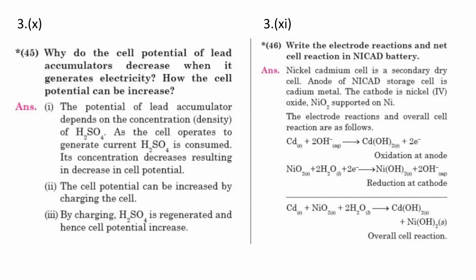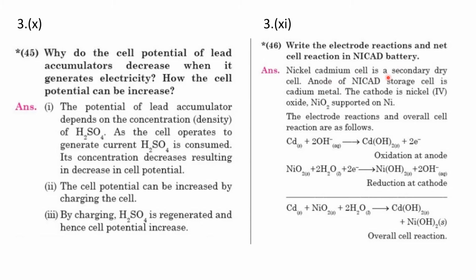10th question. Why does the cell potential of lead accumulators decrease when it generates electricity? How can the cell potential be increased? This topic, lead accumulator, is omitted. So let us move to the next question. Write the electrode reactions and net cell reaction in nickel-cadmium battery.